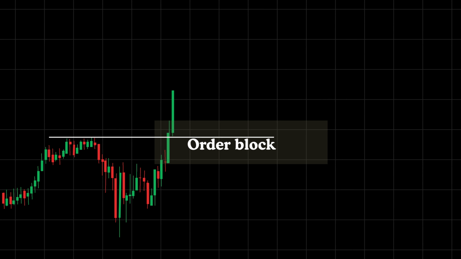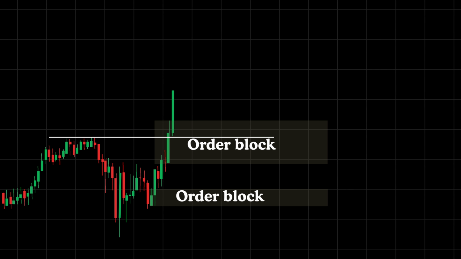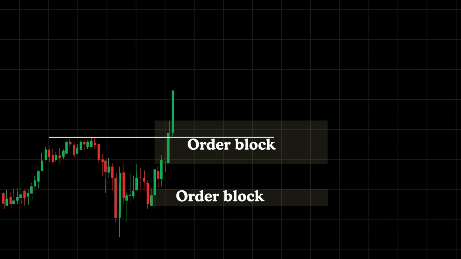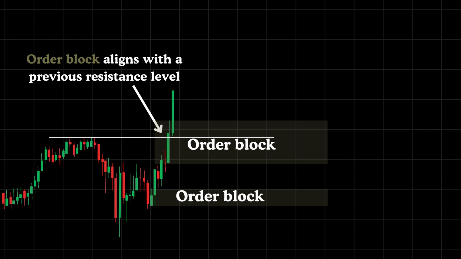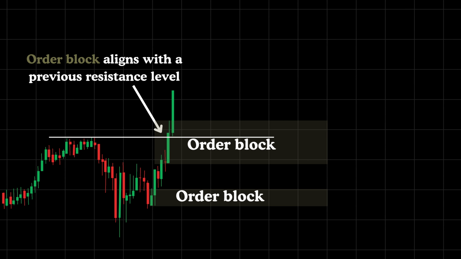Now let's look at another scenario. This time the market pushes upward and breaks structure. As you can see, we get the first imbalance here, so we plot our initial order block. Then we spot another imbalance forming further up, prompting us to mark a second order block. What stands out is that this second order block lines up with a prior resistance level, adding confluence and boosting the chances of a strong market reaction.